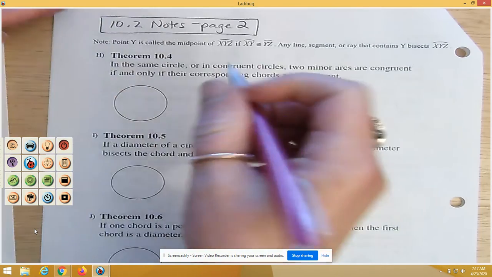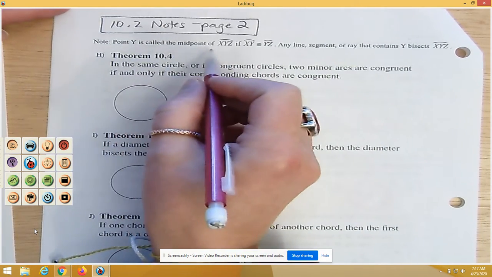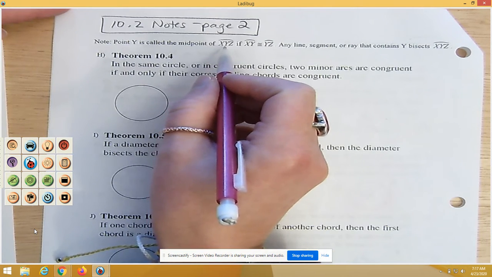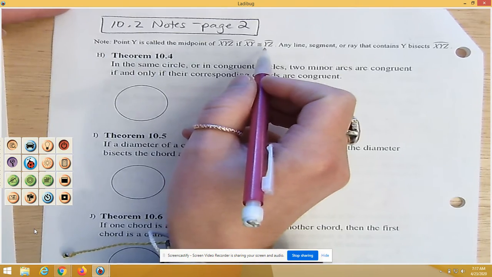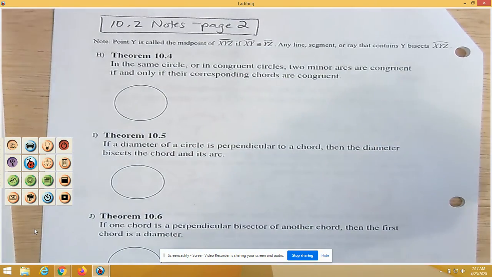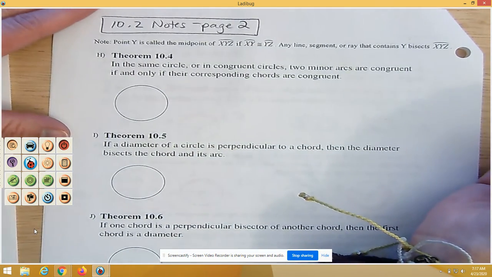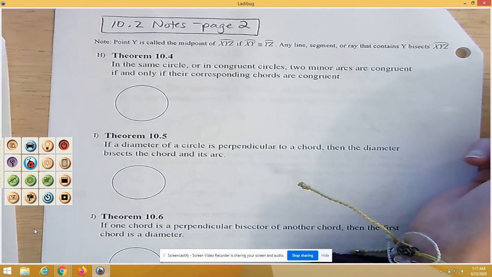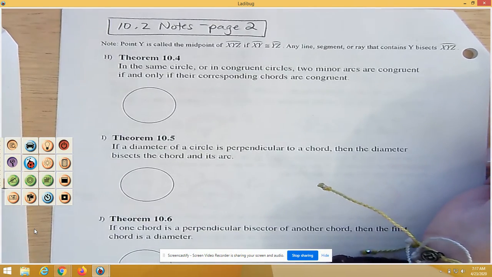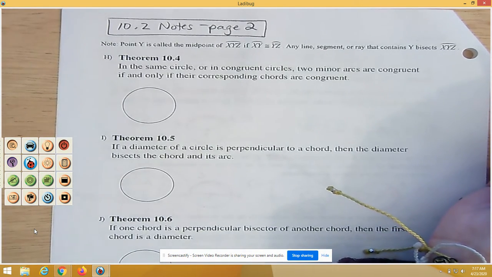This is just a little note here. Point Y is called the midpoint of arc XYZ if arc XY is congruent to arc YZ. That makes a lot of sense. Any line, segment, or ray that contains Y bisects the arc XYZ. So that makes a lot of sense. All right, there are 4 theorems that we're going to go through today.